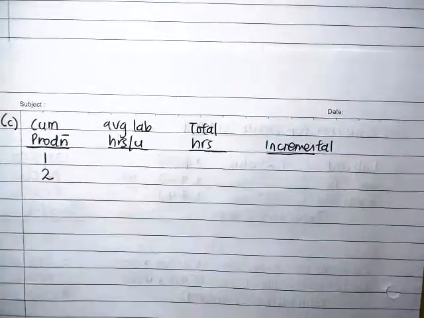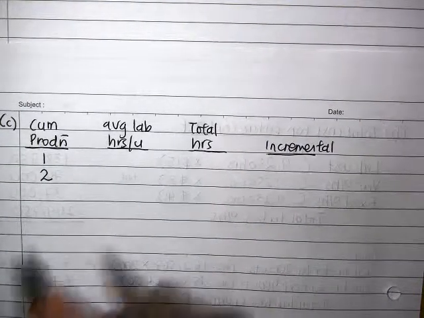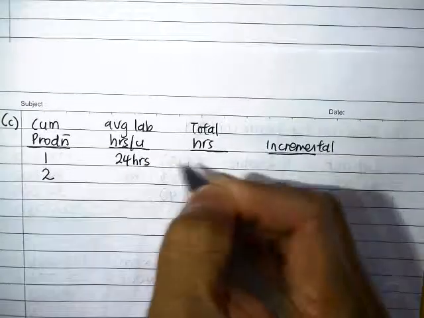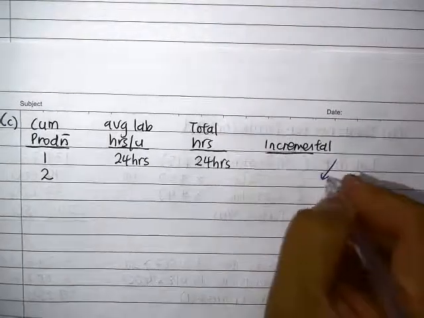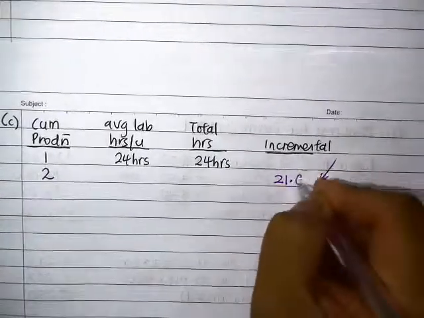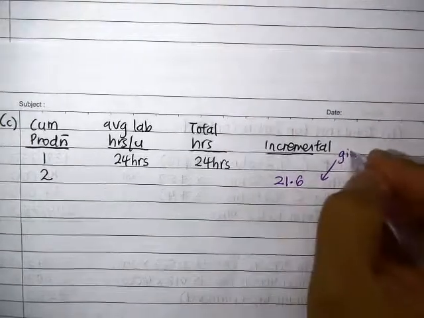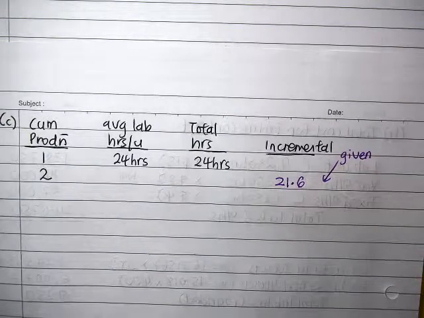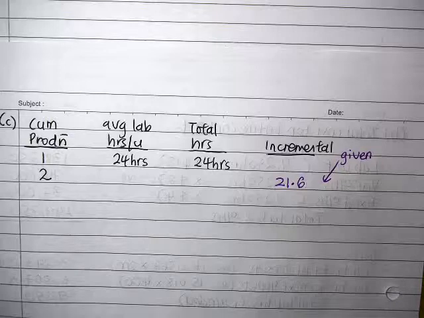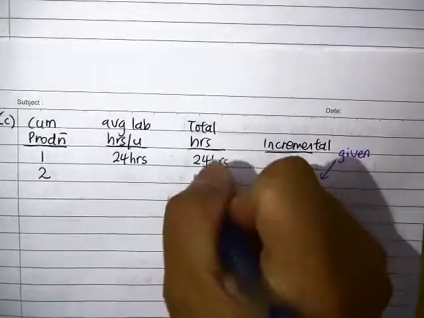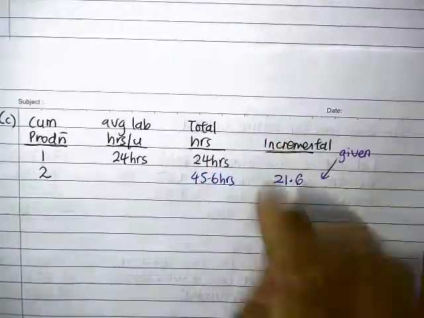Now, first you have 1 unit, then you have 2 units. First unit is 24 hours, so the total is 24. They tell you the second unit is 21.6 given. That means the total hour for 2 units is what? 21.6 is the actual. The total is 45.6, because it's 24 plus 21.6, then you get the difference.